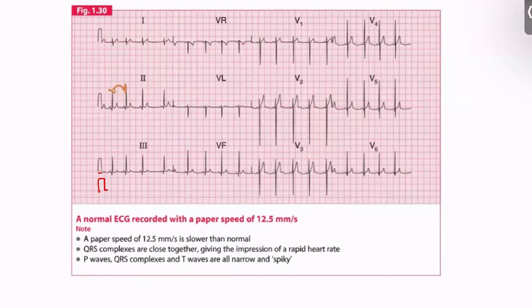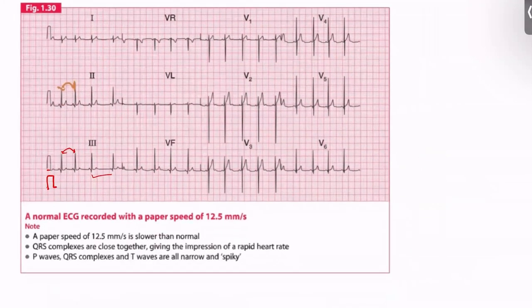There is some AF here. Okay. The heart rate is very fast. So we have to multiply by 2 before concluding that there is tachycardia. Okay, there is the heart rate.